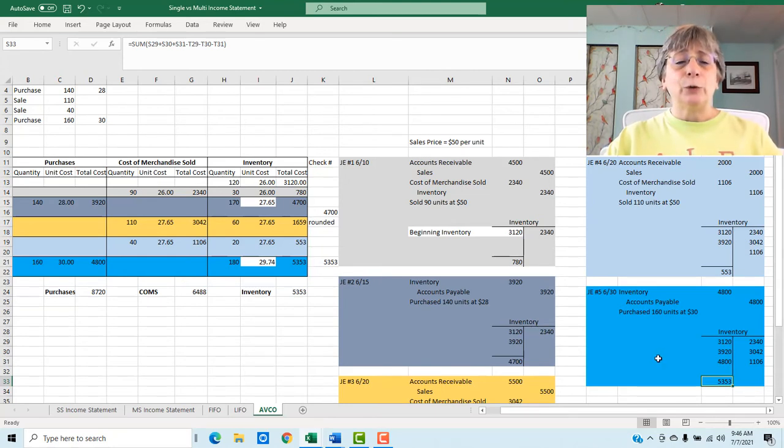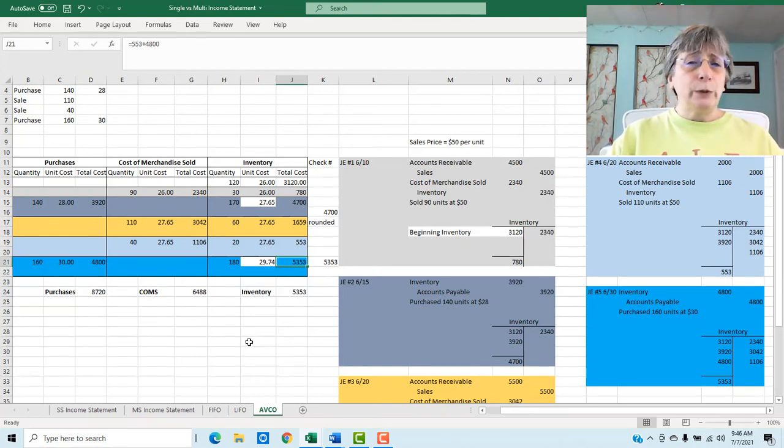$5,353 in inventory. Now we said after we purchase things, we update our average cost, and that's what we're going to do here in our inventory window. So our inventory now is valued at $5,353. We can pull that right here from our T account, or we can take our ending inventory here and our addition to our inventory here to get to that 53.53.